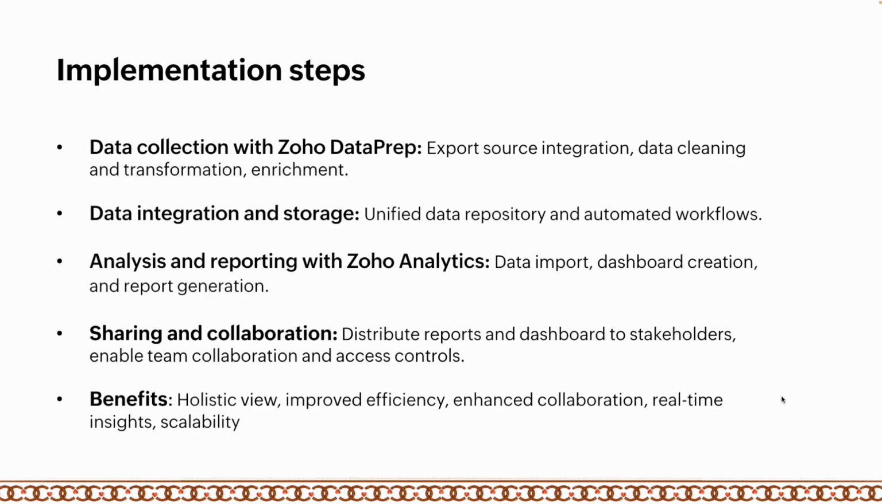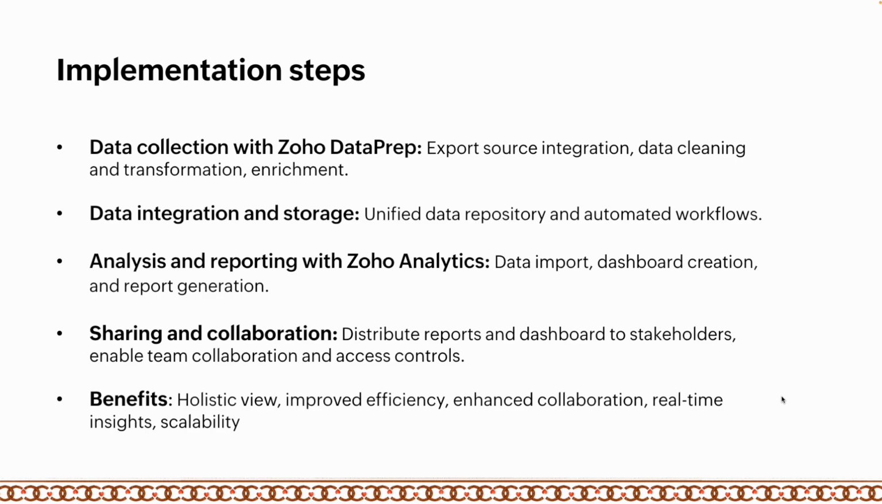And the next stage is data integration and storage. So I'll gather this information from Zoho Data Prep and create a central repository. And from there, I'll set up automation for seamless integration between the different sources and Zoho Data Prep. And then we have analysis and reporting with Zoho Analytics. So once you push all the information to a central location, you'll be pushing it back to Zoho Analytics, and from there you can create dashboards and reports to share with your stakeholders. And then sharing and collaboration. So you'll be creating customized reports and dashboards to enhance team collaboration within your company for better decision making. The overall benefits here are that you'll get a holistic view, improved efficiency, enhanced collaboration, and real-time insights and scalability.